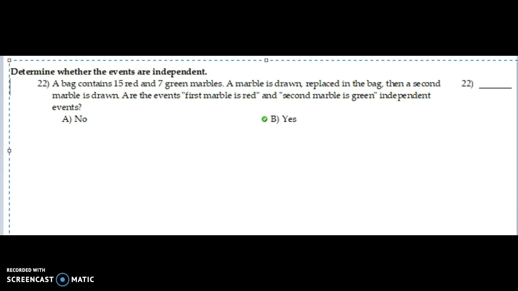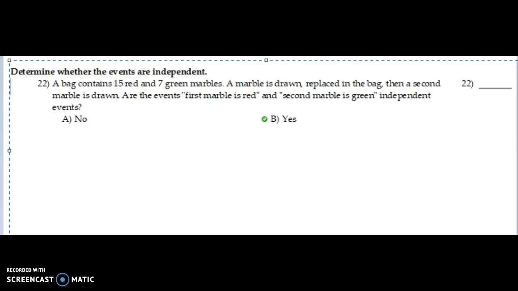So let's look at problem number 22 together. It says a bag contains 15 red and 7 green marbles. A marble is drawn or placed in the bag. Then a second marble is drawn. Are the events first marble is red and second marble is green independent events? Now, at its most basic level, to determine whether or not events are dependent or independent is a matter of whether or not doing the first thing has any effect on the second thing.